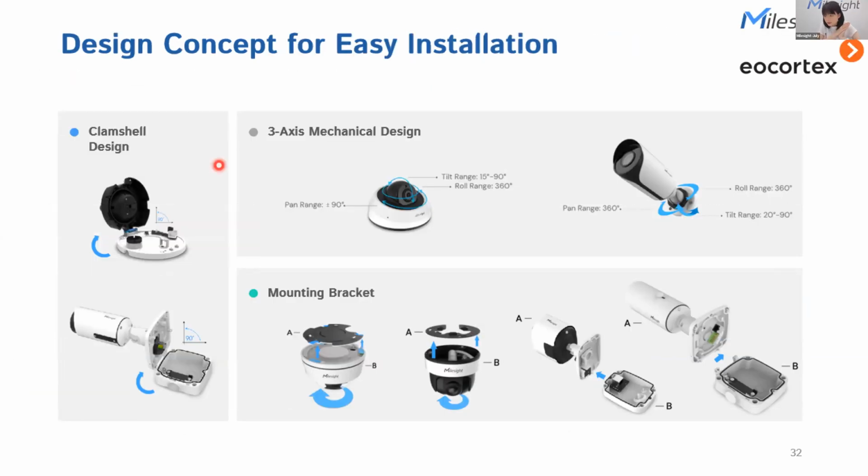After we introduce the amazing image and the AI analytics, we want to say that if you have used our Milesight network camera, you will find that it offers significant savings on installation. It is also very cost effective for you because we incorporate special designs like clamshell, 3-axis, etc. Let's take this mounting bracket as an example.